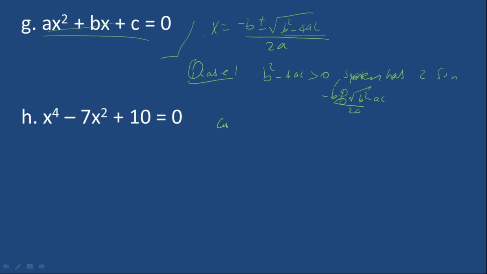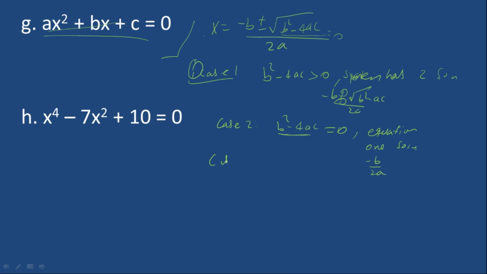The case 2: if b squared minus 4ac is equal to 0, the square root has exactly one value, which is 0, right? Therefore the equation has only one solution, that is minus b over 2a. That is only minus b over 2a.